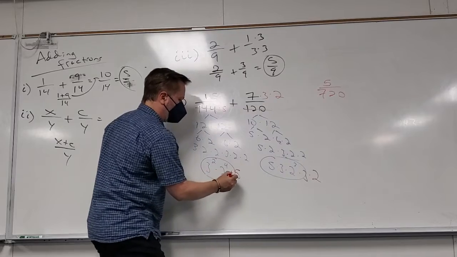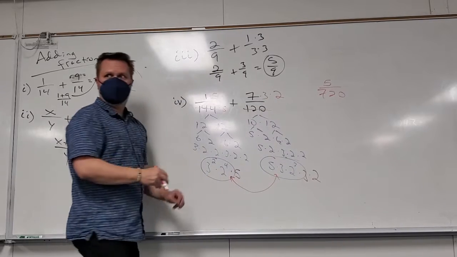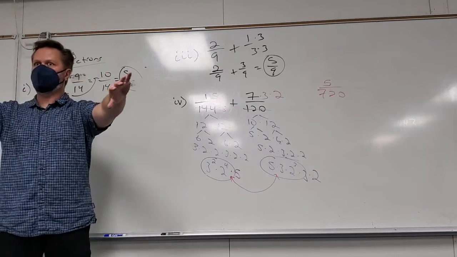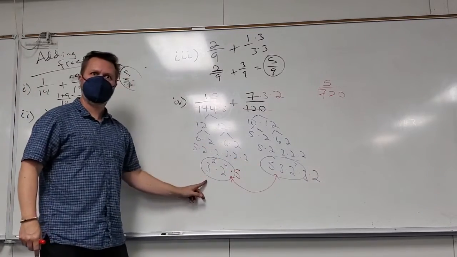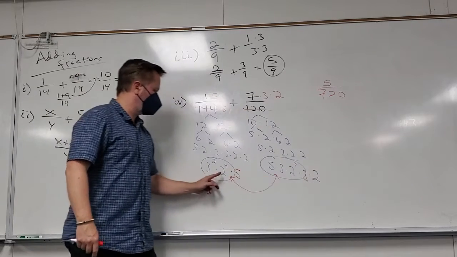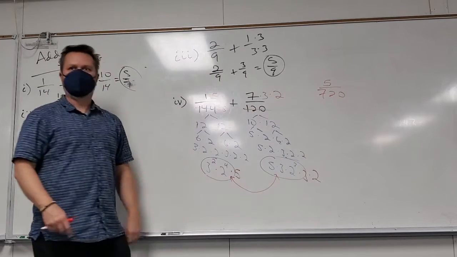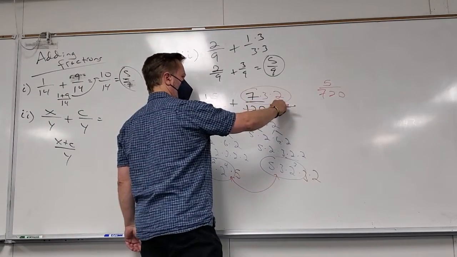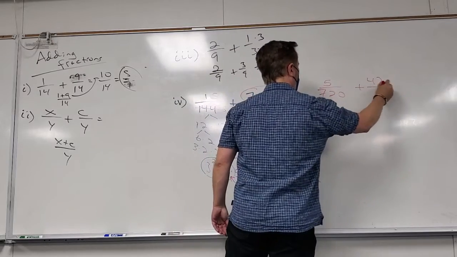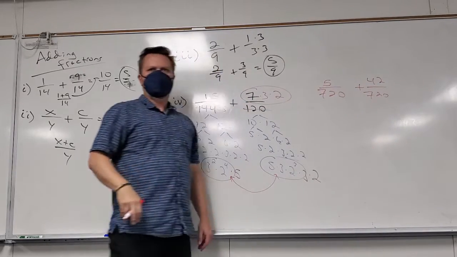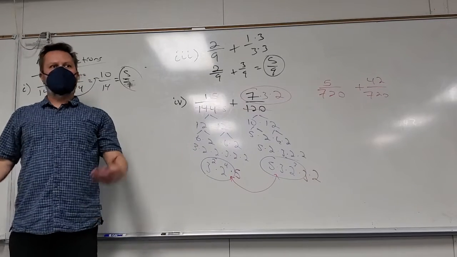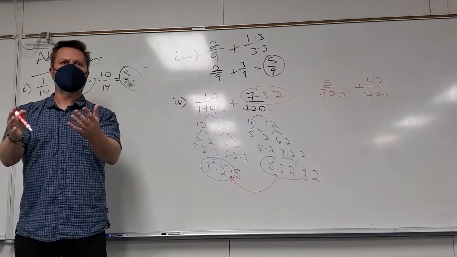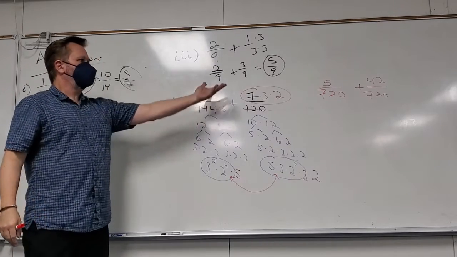And so aren't these the same? Didn't we force these to be the same? Isn't that what we just did? We gave them what they were missing. So isn't this the same as this? Yes? Two 3s, four 2s, two 3s, four 2s, and a 5, and a 5. So that's going to be 7 times 3 times 2? 42 over 720. And now we've created like terms. This is the whole reason LCD is so important, so I can add them together.